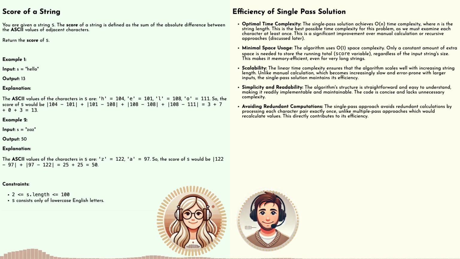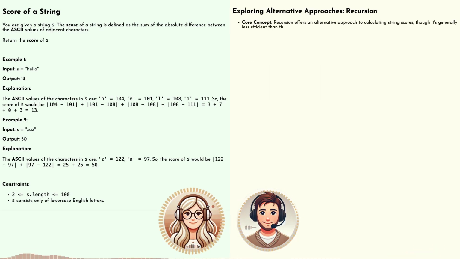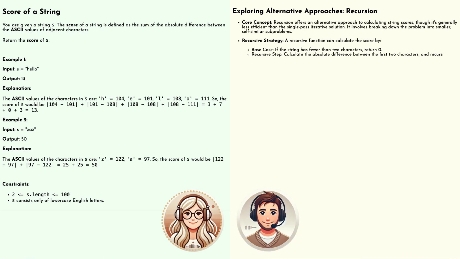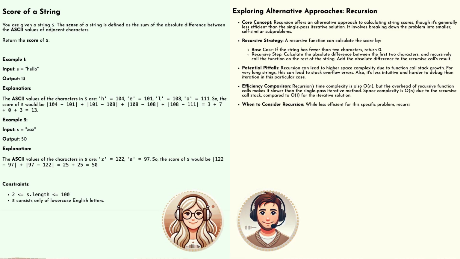So instead of calculating the difference for each pair and then adding it to the total, we'd keep a cumulative score as we go? You're getting warmer. Think about, how would you initialize that score? What operation would you need to perform at each step to make sure you're accumulating those absolute differences correctly?